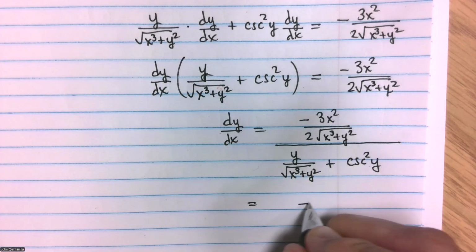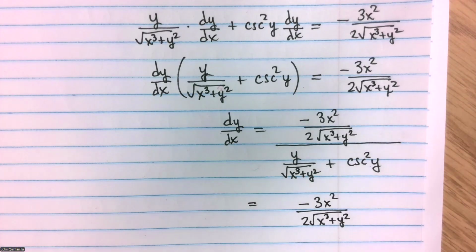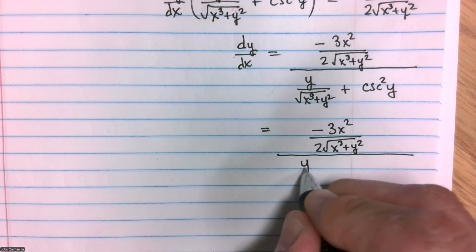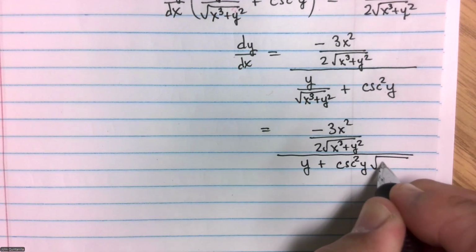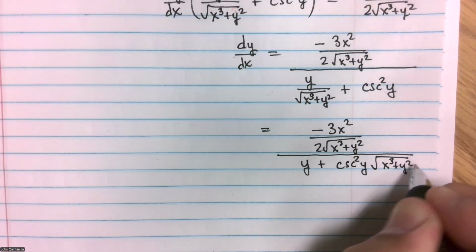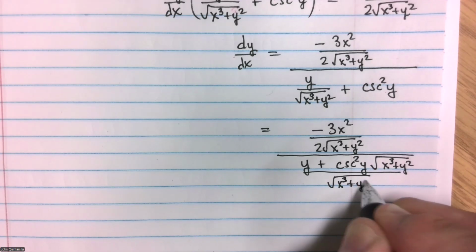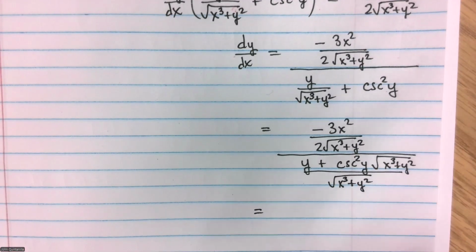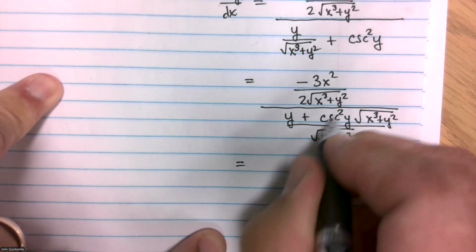So I have negative 3x squared over 2 times the square root of x cubed plus y squared. So the numerator does not change. In the bottom, I would have y plus cosecant squared y times the square root of x cubed plus y squared, all over the square root of x cubed plus y squared. Okay, so now I have two fractions that are being divided. And so I will multiply by the reciprocal.